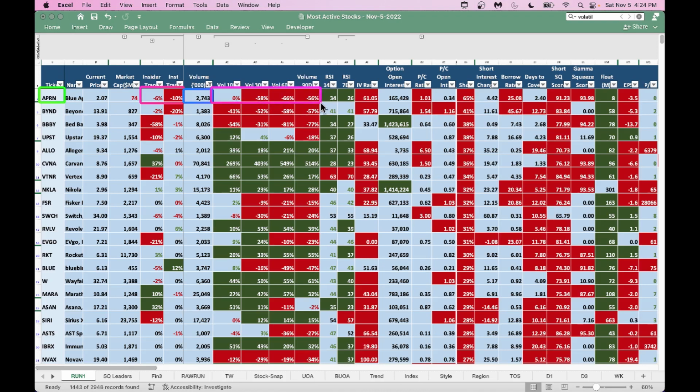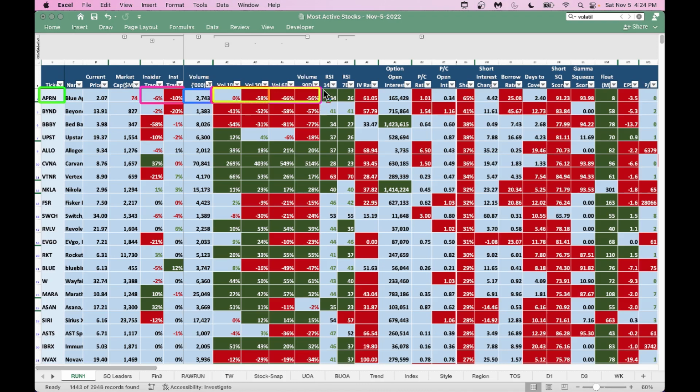It tells you the current volume. Is it higher than the 10-day volume or lower than 10-day volume, and so on and so forth here. For example, Apron, its current volume is same as 10-day volume, but it's 58% lower than 30-day volume, and so on and so forth. The moment you see red in the volume, that's not a good sign here. I want to see volume picking up, not volume going down.